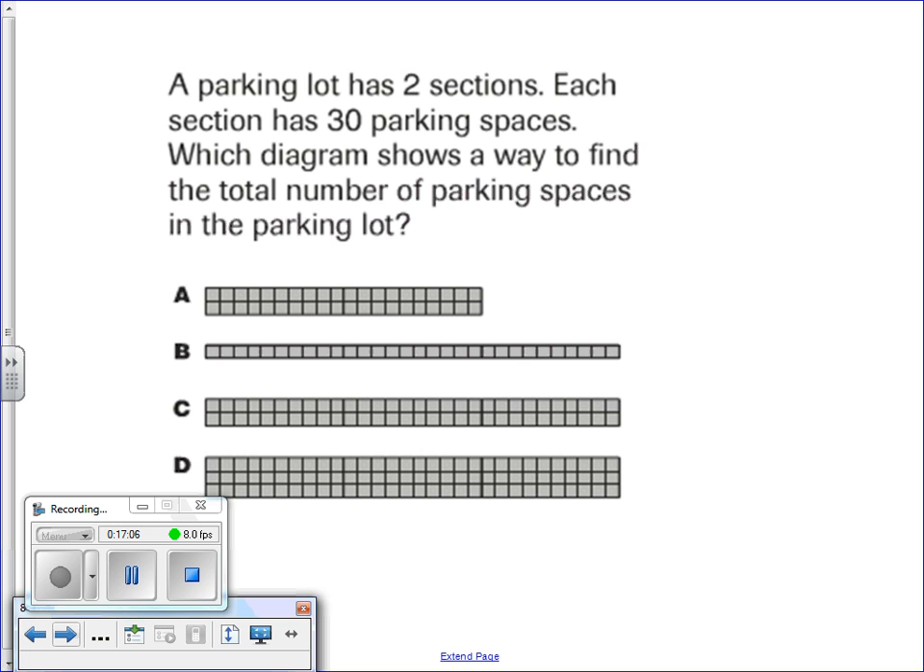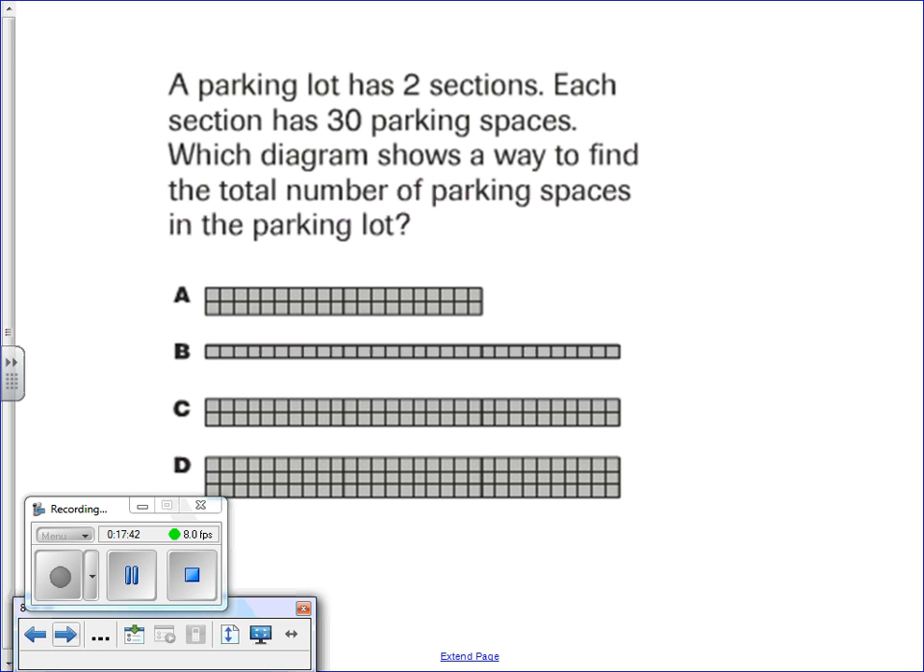All right, a parking lot has 2 sections. Each section has 30 parking spaces. Which diagram shows a way to find the total number of parking spaces in the parking lot? So what kind of diagram am I looking for here? I'm going to use process of elimination on this one too. I'm going to look at one side. I'm going to look at the short side before I look at the long side.